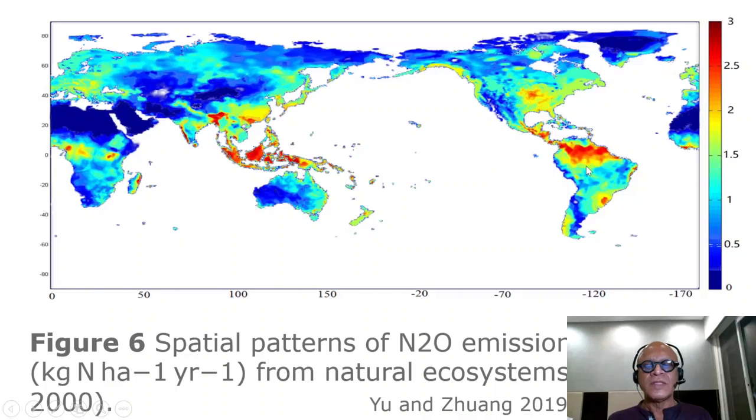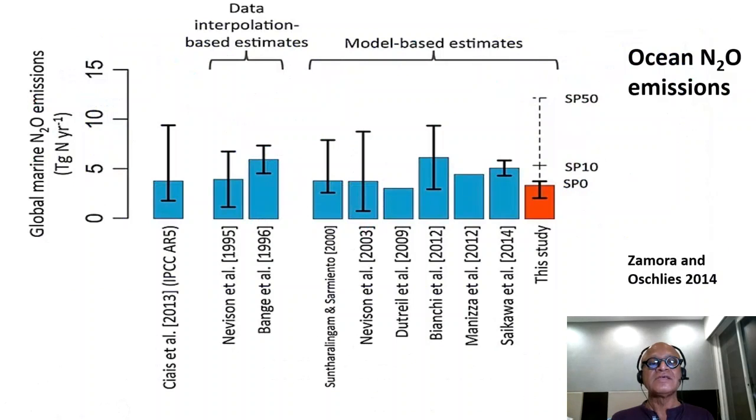Okay, so what do we do with that? Obviously we need to have some sense of how the natural ecosystem and other sources of nitrous oxide, natural sources, are going to be affected by climate, as well as how nitrous oxide itself feeds back to the climate, right?